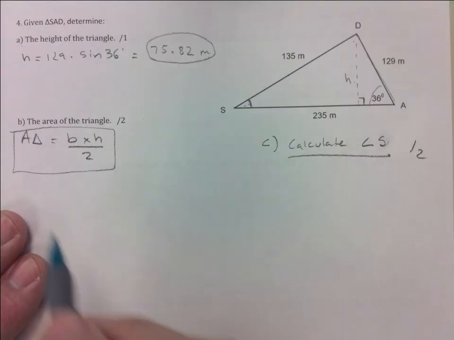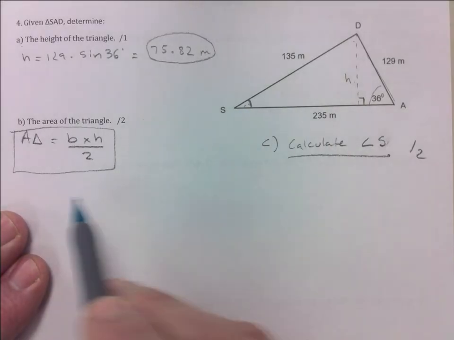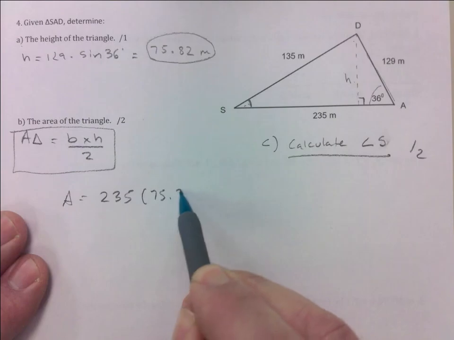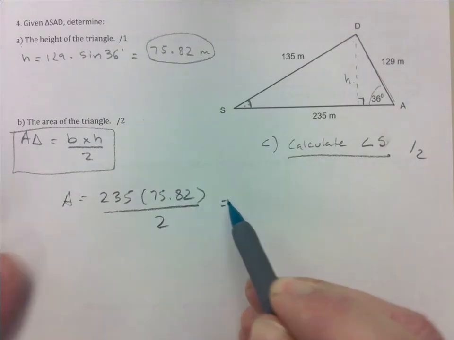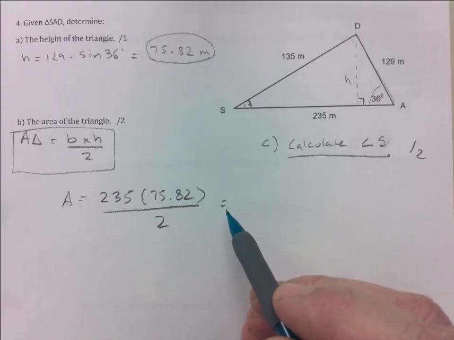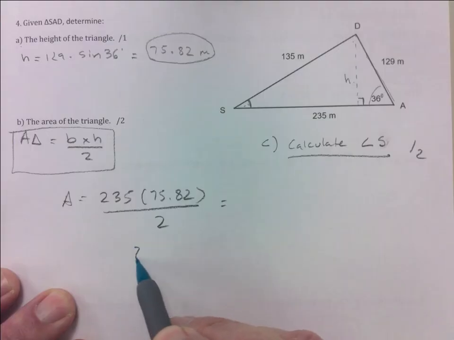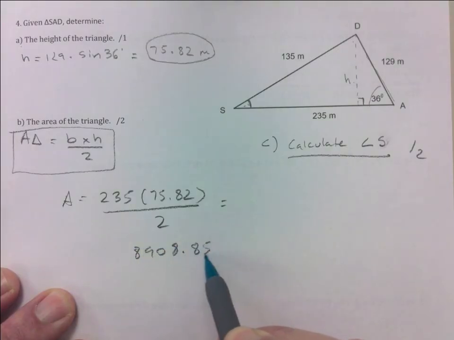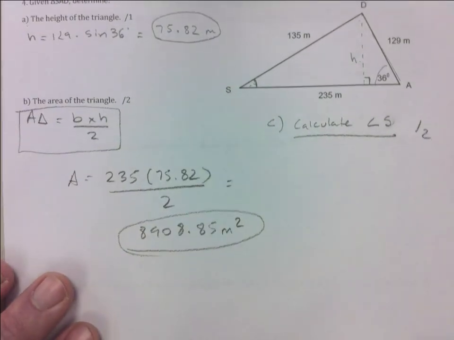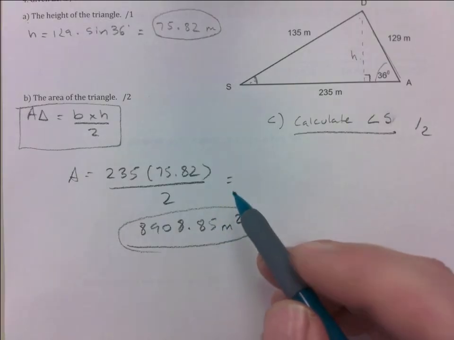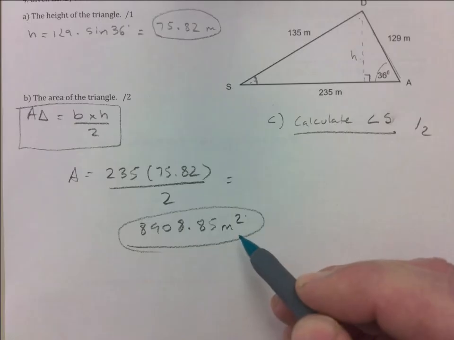To find the area of the triangle, we simply take the base, which is 235, times the height we just found, and we divide it by 2. So 235 times 75.82 divided by 2, that is 8,908.85 meters squared, right? Squared meters. To be honest, it should only be worth 1 mark, but we'll leave it at 2. So if you have meters squared, if you're missing that, take off half a mark, right?